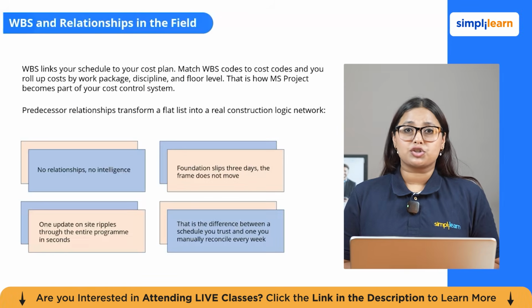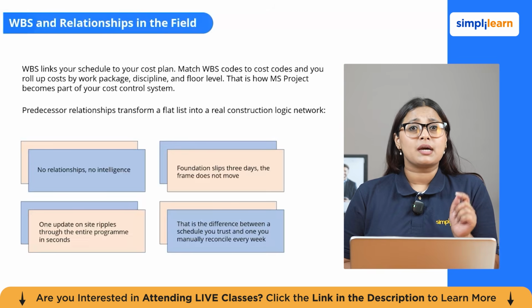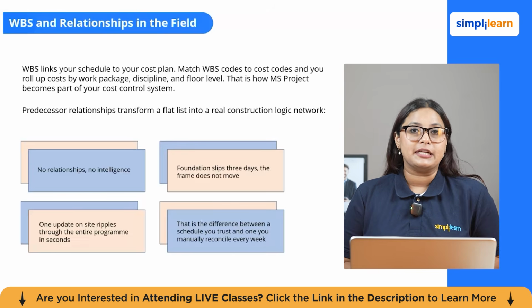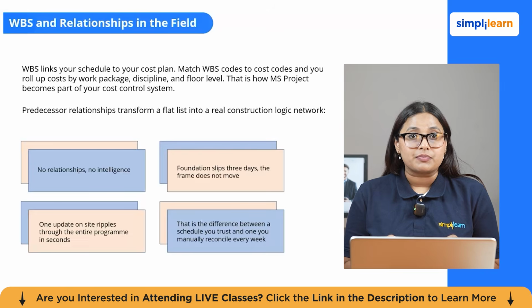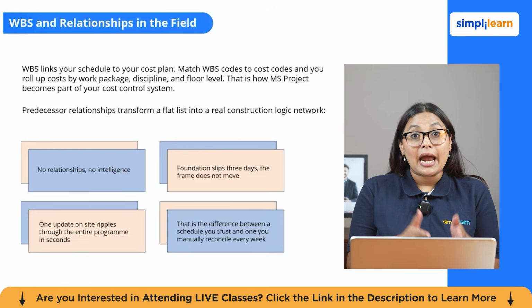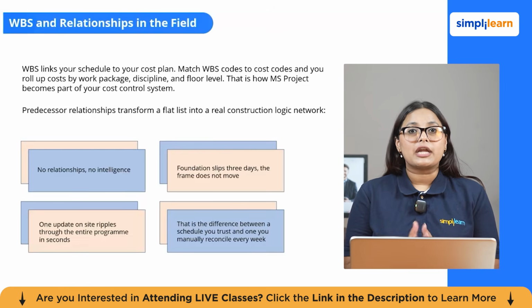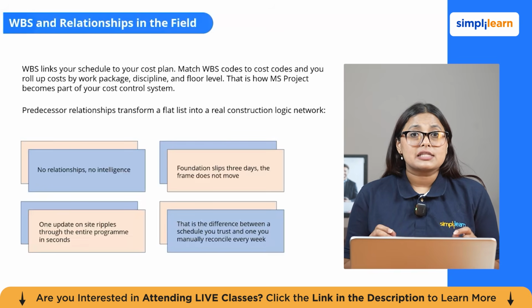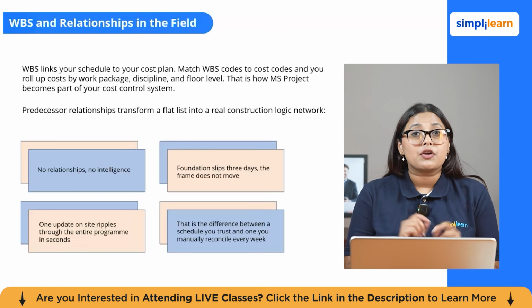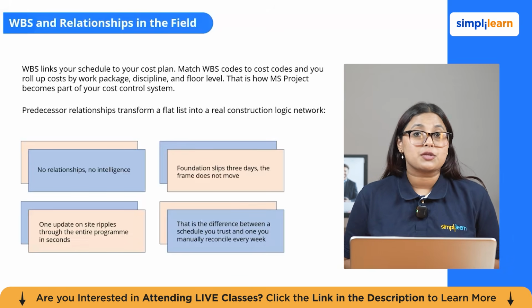Now here the biggest question comes: how does a project manager use WBS and relationships in the field? WBS is not just an organizational tool, it is a construction tool. It links your schedule and your cost plan. A WBS code that matches your cost code allows you to roll up cost by the work package, discipline, or floor level. This is how MS Project becomes a part of the cost control system and not just a program.